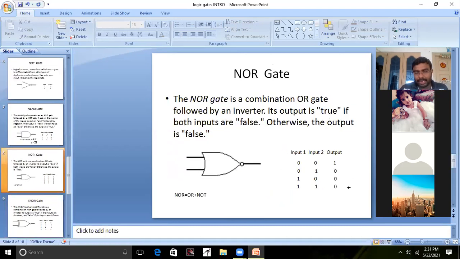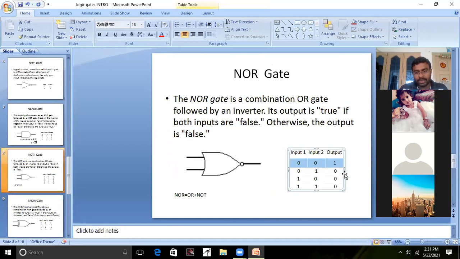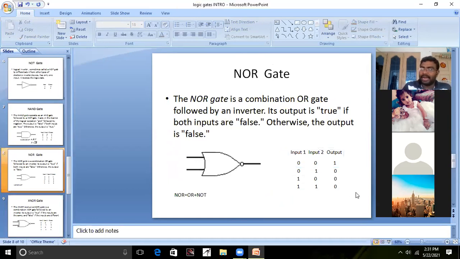Now let us come to the NOR gate. What is happening? Exactly the reverse of the OR gate is taken here. 1, 0, 0, 0 is the truth table of the NOR gate. By adding an extra NOT gate at the end of the OR gate, I am getting my NOR gate. Please be clear with that.